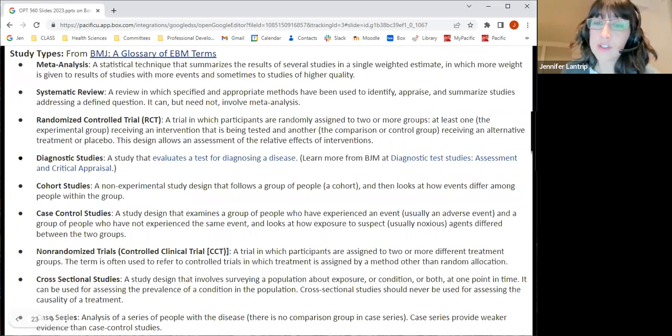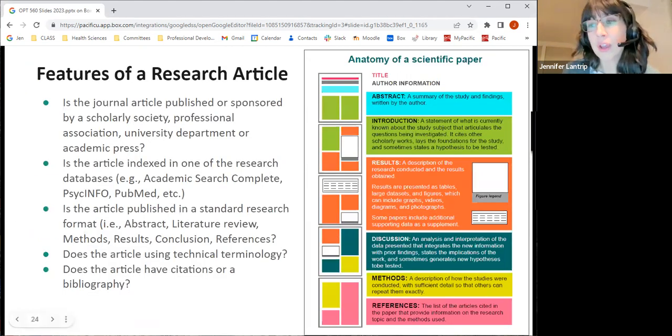Here are simple definitions of types of studies that you can find on the evidence-based optometry page. So how do you know you're looking at a study? It will have certain sections. So you'll have an abstract or a summary of the study, and the abstract will include its results.